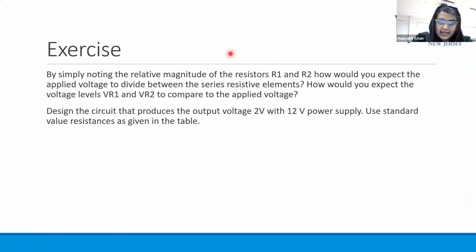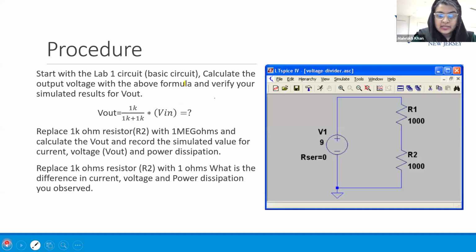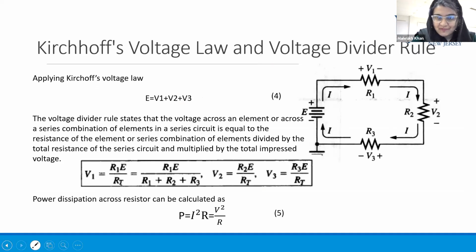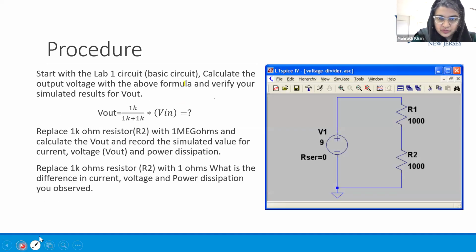Okay, so what the exercise is saying, by simply noting the relative magnitude of resistor R1 and R2, how would you expect the applied voltage to divide between the resistor elements? Exactly, it's the same question, but we really want to understand what is happening if you increase one of the resistances, what is happening to VR1, which is V1 in the previous case scenario. Here it's VR1, and don't confuse this V1 with this V1, which we have put. You can just put it E as well, okay?